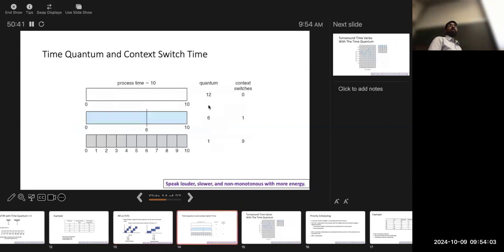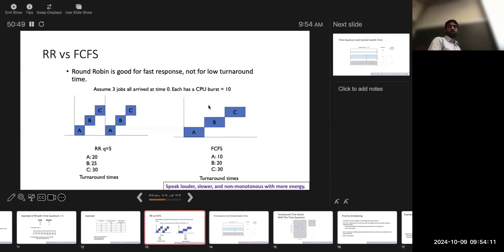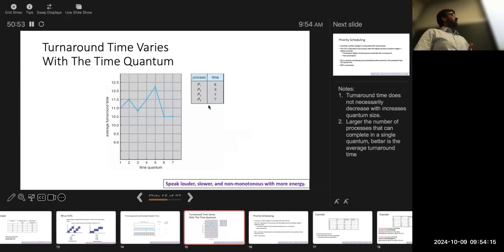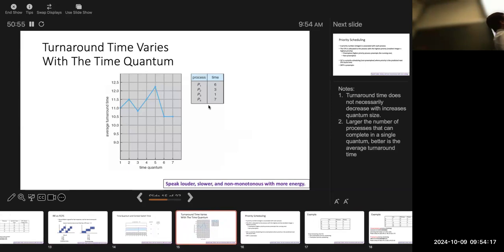The same thing which I have explained, how the relationship between the quantum and the context switch overlap. Okay, so I'm not going through this slide. It is not true that if you increase the quantum time, your average turnaround time will reduce. What does that mean? What do we want for the average turnaround time? Lower is better, right?